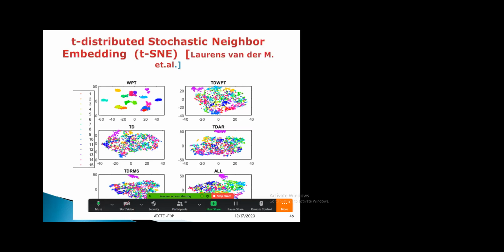Actually, there is one more way of identifying the features, which is the t-SNE distribution, given in the paper by Laurens van der Maaten et al. This is a very interesting method, also unsupervised learning, and it can help us find out which features we actually want to use and which are useful for us. For this 15 class problem, we found the WPT features. Out of these six graphs, let's start from the time domain features.